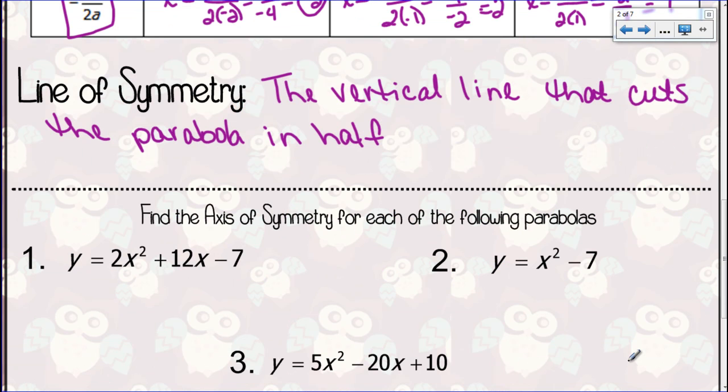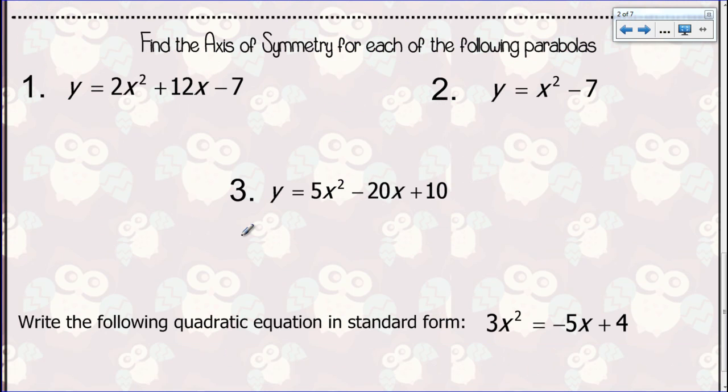So for the next few, we're going to find the axis of symmetry for the parabolas. We don't have pictures this time. All we have are equations. So we're going to use these functions, and we're going to use this equation, x equals the opposite of b over 2a. And so for this problem right here, a is 2, b is 12.